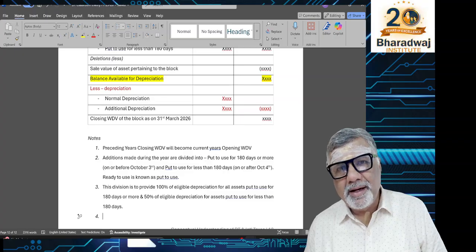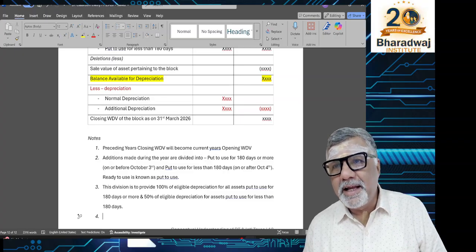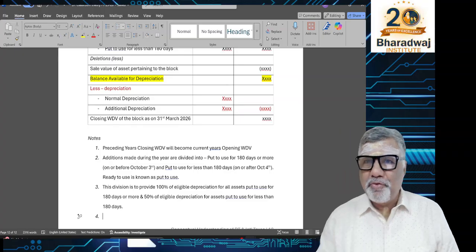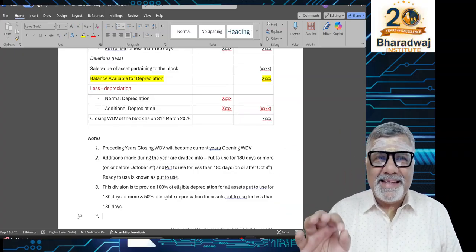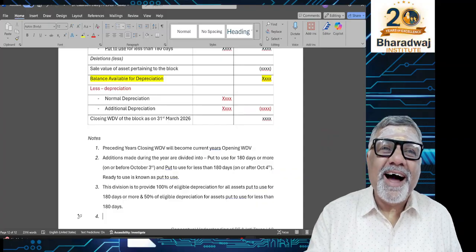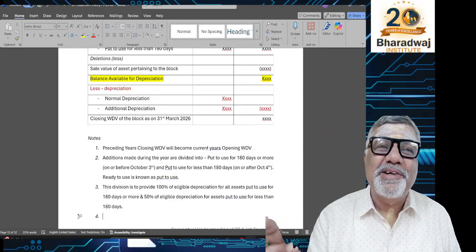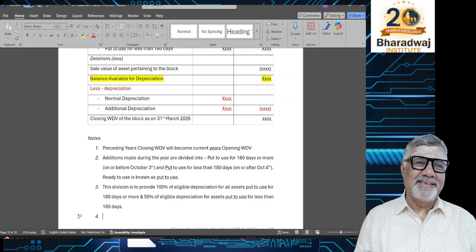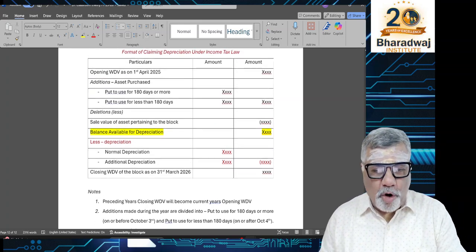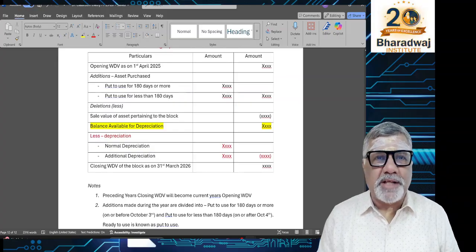Why? Put to use for less than? Any other answer? No, full depreciation. See, this subdivision is only for asset purchased during the year. Let me be very clear to you. We did not say opening balance put to use for less than 180 clear.